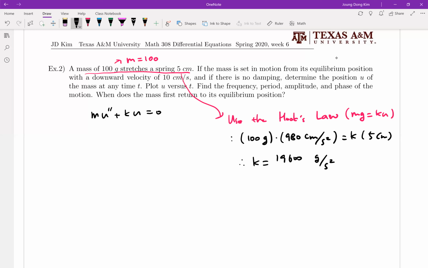With the given m and k, we can update my differential equation: 100 u double prime plus 19600 u equals 0. Now we are ready to talk about the details. Since this is a homogeneous second order linear differential equation with constant coefficients, we can solve it by the characteristic equation. Before then, let me divide by 100 on both sides to make it simpler: u double prime plus 196 u equals 0.